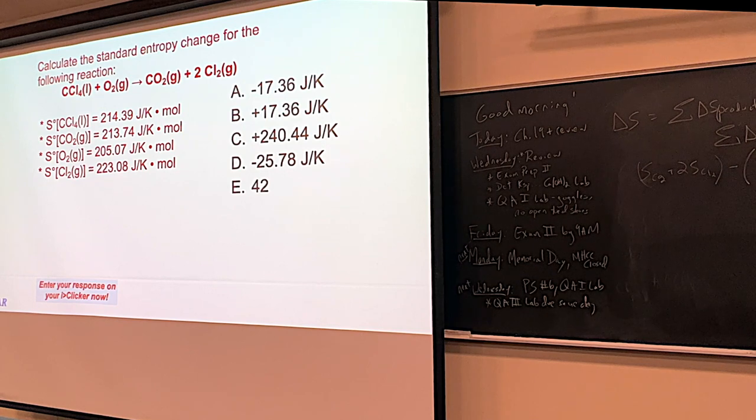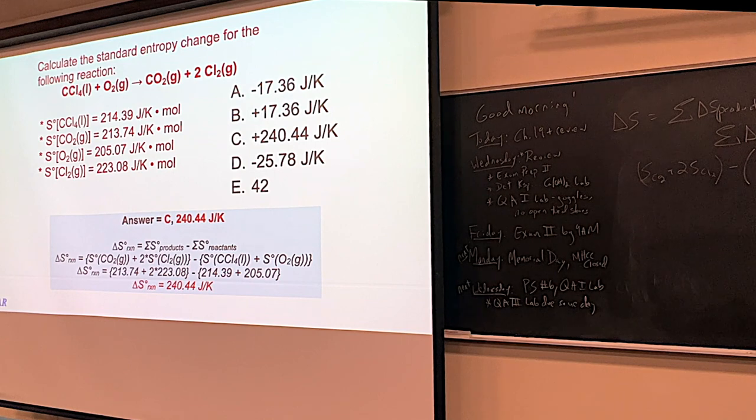So products minus reactants. You have to have a table. Use the values that are given. Don't use Google values because your answers would be strange. But anyway, products, these guys minus these guys. So it would be carbon dioxide plus 2 times chlorine. All of these are per mole, so because there's a 2 right there, you would multiply the chlorine number by 2. But then you subtract the CCl4 and the O2. So when you go through all the math, it comes out to be 240.44 joules per Kelvin, which is no big deal. Sometimes you can make sense of the answer.